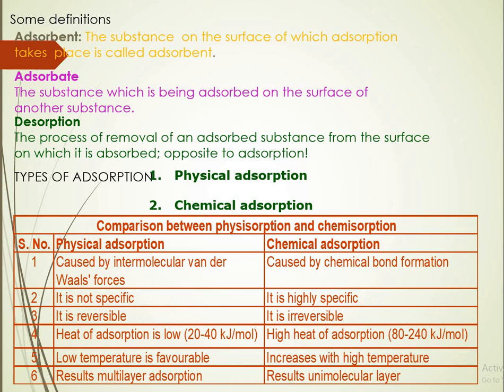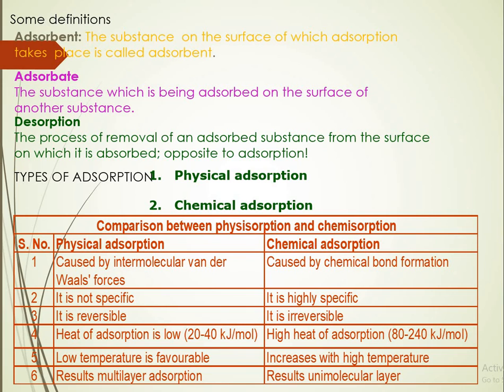Physical adsorption is caused by intermolecular van der Waals forces. The forces between adsorbate molecules and adsorbent are weak van der Waals forces, whereas the forces between the adsorbate molecules and the adsorbent in chemical adsorption are strong chemical forces similar to chemical bonds. Physical adsorption is not specific in nature. That means all gases are adsorbed on the surface of a solid to some extent. Whereas in chemical adsorption, it is highly specific in nature and occurs only when there is bond formation between adsorbent and adsorbate molecules. Physical adsorption is reversible.